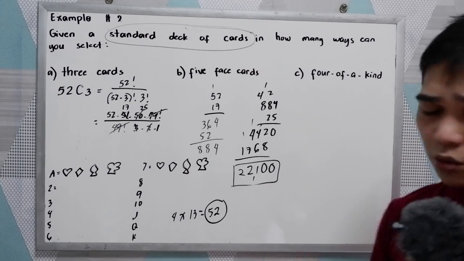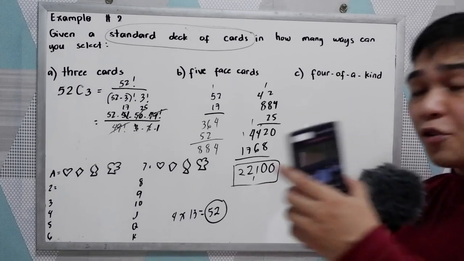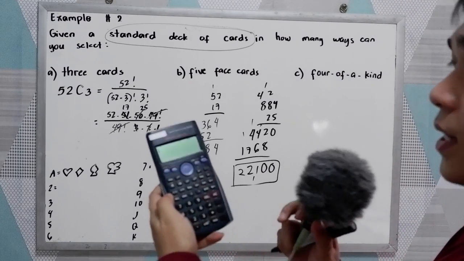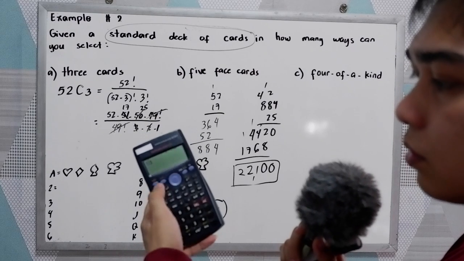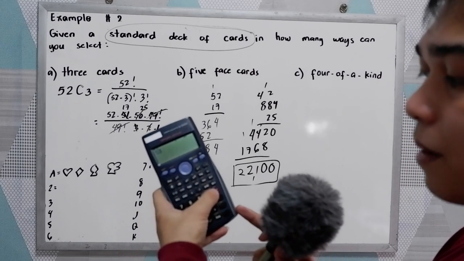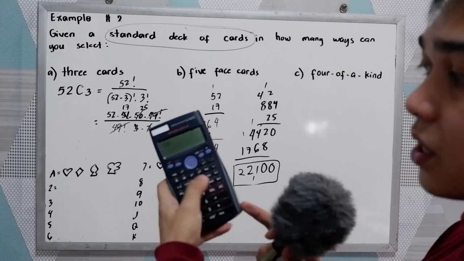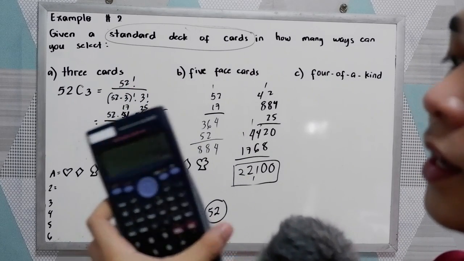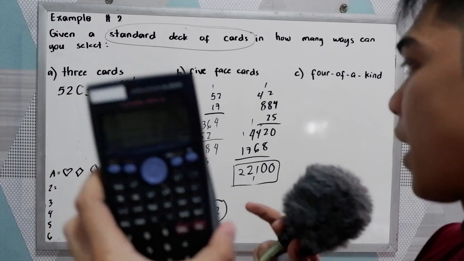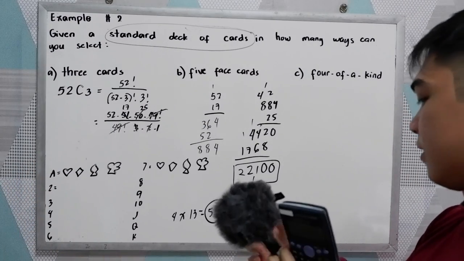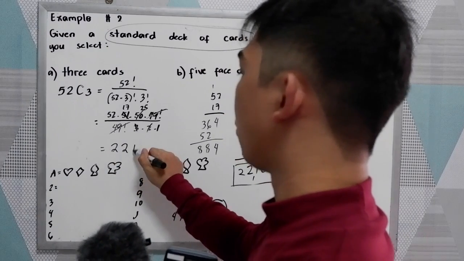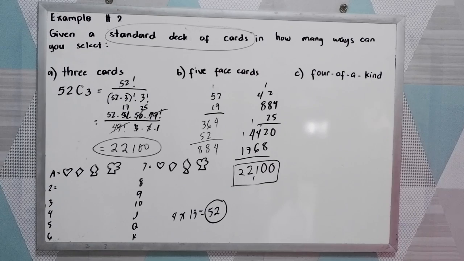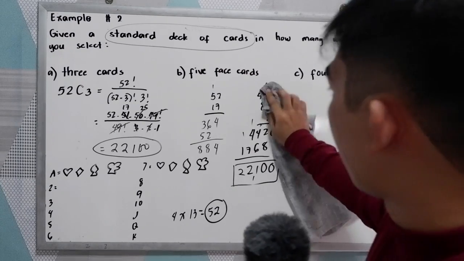22,100. Okay, 22,100. If you have your calculator, let us check if that is correct. Simply press 52, then the shift function, followed by the nCr. Press nCr, so that will give us 52C, then press 3. And that will give you 22,100. So correct. 22,100. Okay, that is the answer in letter A. Okay, I will erase this now.